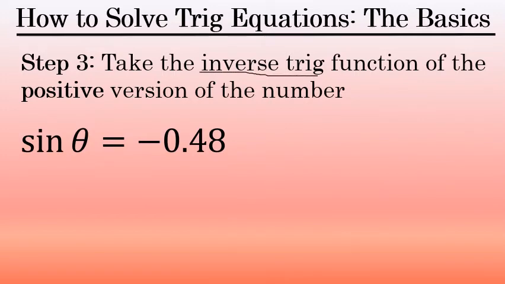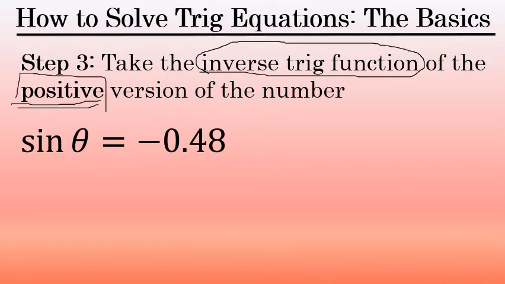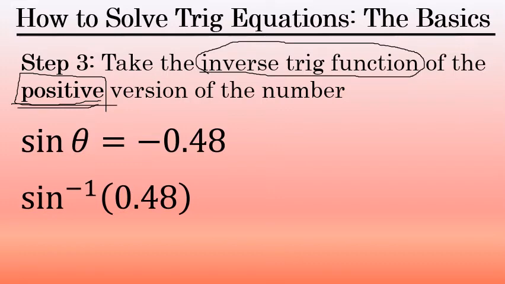Step 3 is where we're going to use an inverse trig function. We're going to take the inverse trig function of the positive version of the number. So here we have the sine of theta equals negative 0.48. And what we'll do is take the inverse sine of positive 0.48. Now this will be irrational. This step will usually result in an irrational number. As the directions stated, we're going to round this off to the nearest tenth of a degree. The inverse sine of 0.48 is about 28.7 degrees.